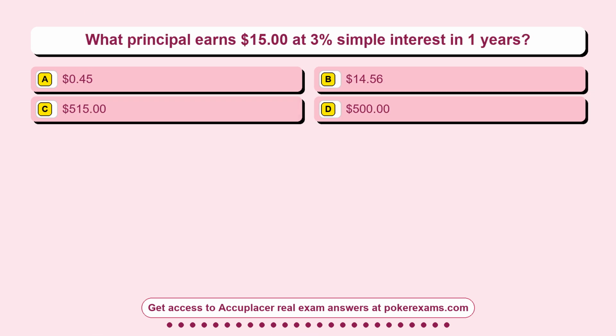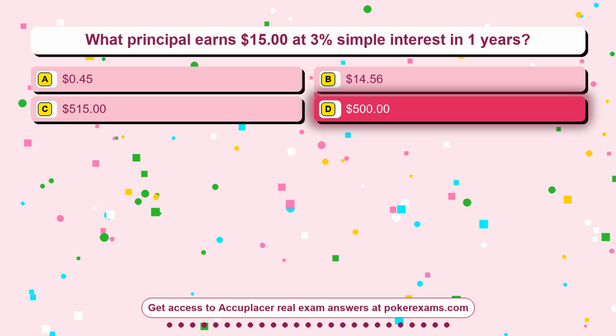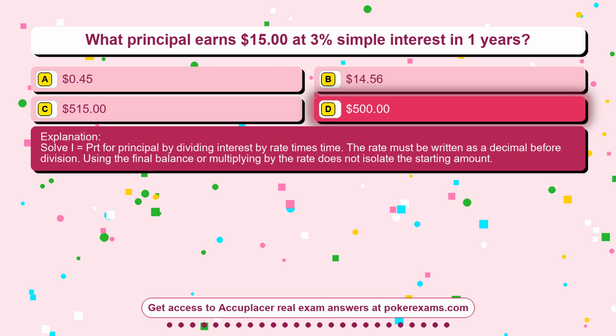Question 5. What principal earns $15 at 3% simple interest in 1 year? Option A 45 cents, option B $14.56, option C $515, option D $500. The correct answer is option D, $500. Solve I equals PRT for principal by dividing interest by rate times time. The rate must be written as a decimal before division. Using the final balance or multiplying by the rate does not isolate the starting amount.